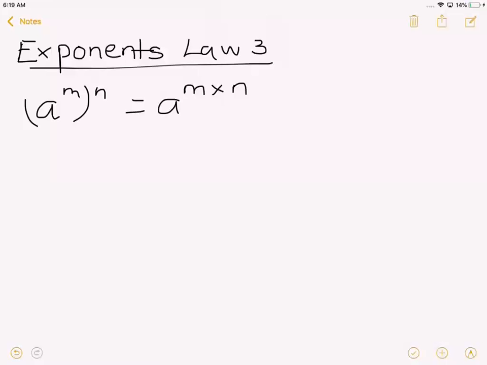Good day. Welcome to another lesson on mathematics. Today we are going to continue with exponents. We are going to do law number 3. We did law 1 and law 2. Today we want to do law number 3.